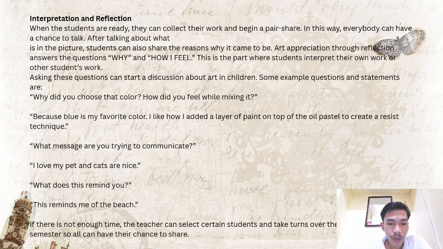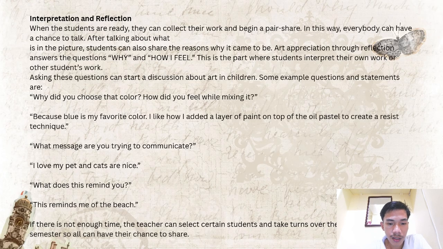So to guide this, we use simple questions. So for example, why did you choose this art, that color? So why did you feel like mixing it? So as an educator who facilitates them, we say one question at a time. So why did you choose these colors? In that way, murag ma-challenge ang critical thinking.